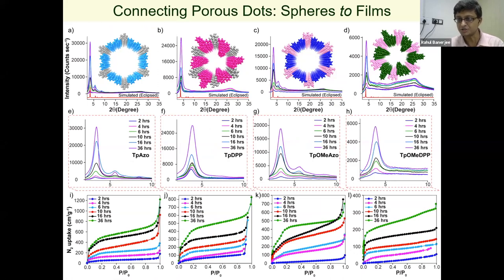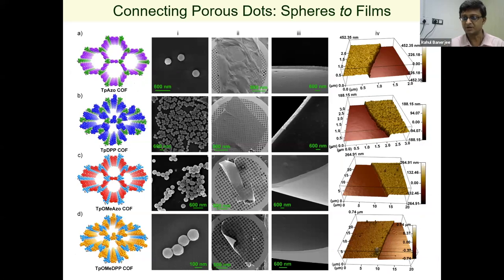But the most important part is, when you leave them at the interface of DCM and water, nice surface crystallization or surface self-assembly happens. And from these spheres, they turn into these nice thin films. I would not say they are very thin. The thickness is roughly around 100 to 500 nanometers, but you could even make them thinner, but then they will not be self-standing.